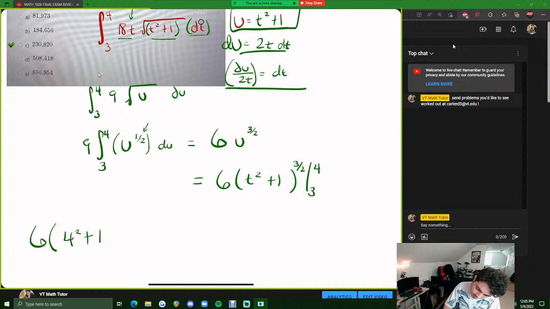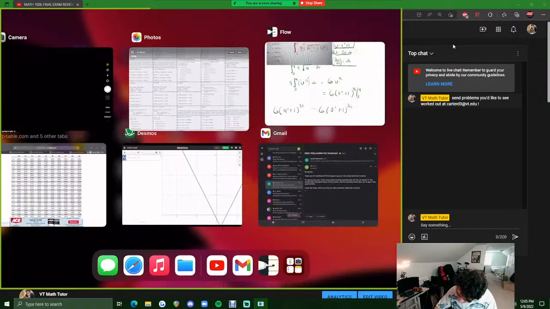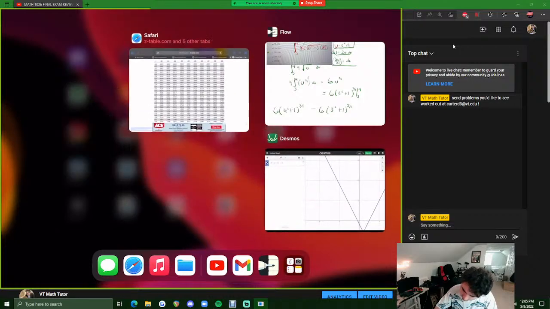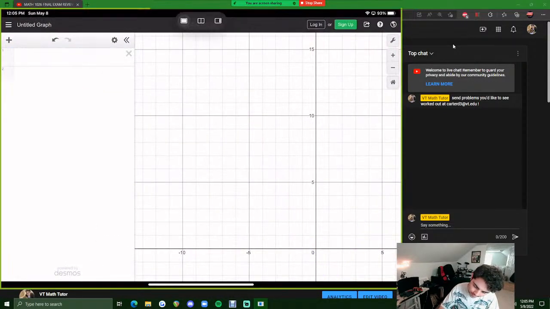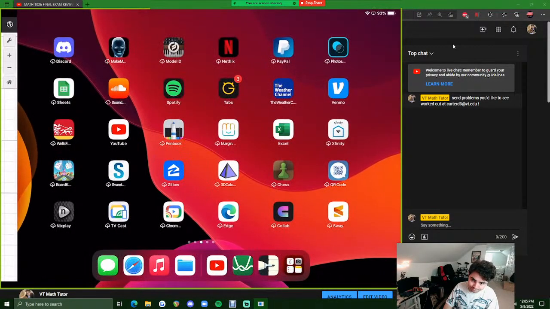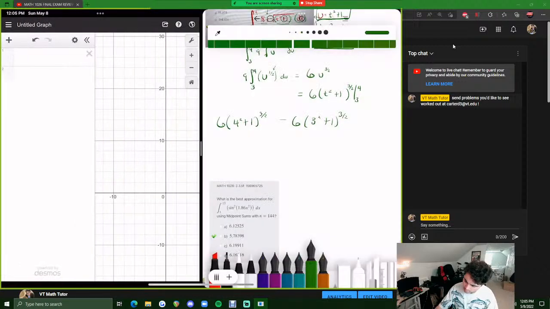So we have 6 times 4 squared plus 1 to the 3 over 2. We'll go ahead and subtract the 3 evaluation, write all this out, and we'll go ahead and open up Desmos. Let's get rid of a lot of stuff here, and we'll do the split screen. Make sure we're getting all this.